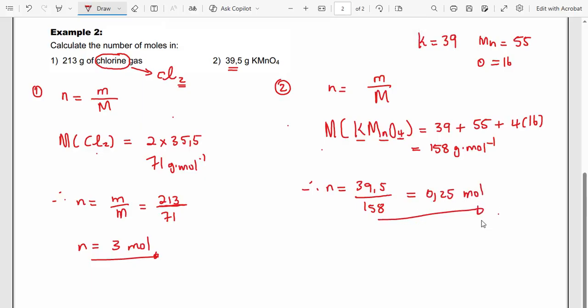Right, and that's it for this lesson, ladies and gents. Congrats, now you know how to determine the molar mass and also how to calculate the number of moles if you are given the mass. You just have to determine the molar mass.